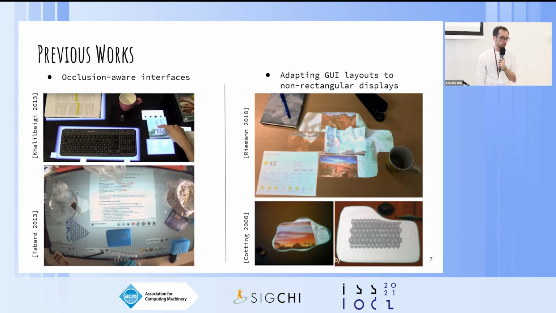In other previous works, the graphical user interface layout adapts to a non-rectangular display by content mapping or content deformation. However, in these works, the whole interface is warped, which impacts the visibility of the content, particularly the UI elements close to the edges of the window.